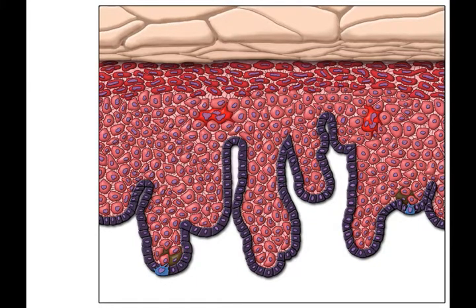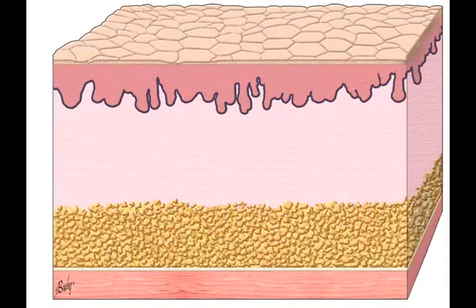Within the basal layer, the melanocytes sit and connect on average with about 10 keratinocytes. Underneath the epidermis is the dermis, and then under that the subcutaneous tissue.